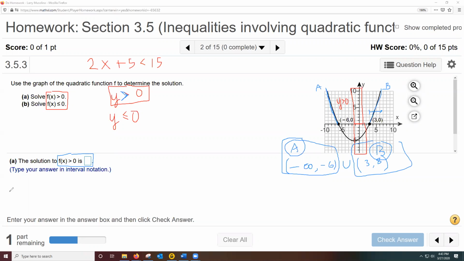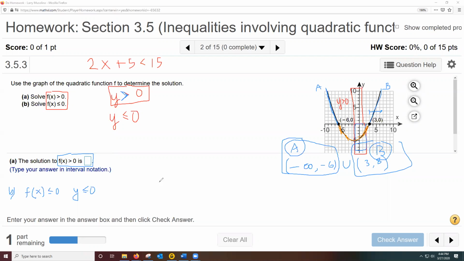All right, let me go to part B of this question. Part B says, what about where it says f of x less than or equal to 0. But I'm really going to think of this as y less than or equal to 0 to make it a little easier to work with the graph. Well, for y less than or equal to 0, that's really the portion of the graph that's below the x-axis. So let me highlight maybe in orange this part of the graph that's below the x-axis.